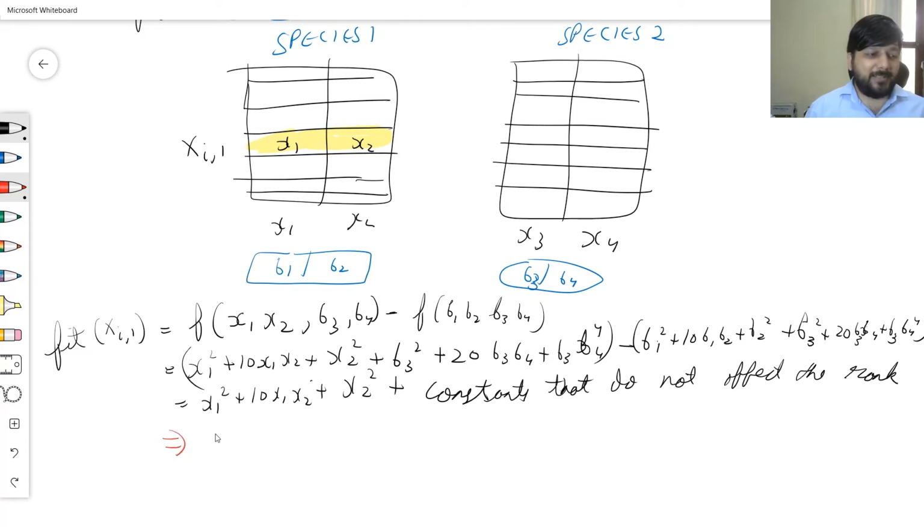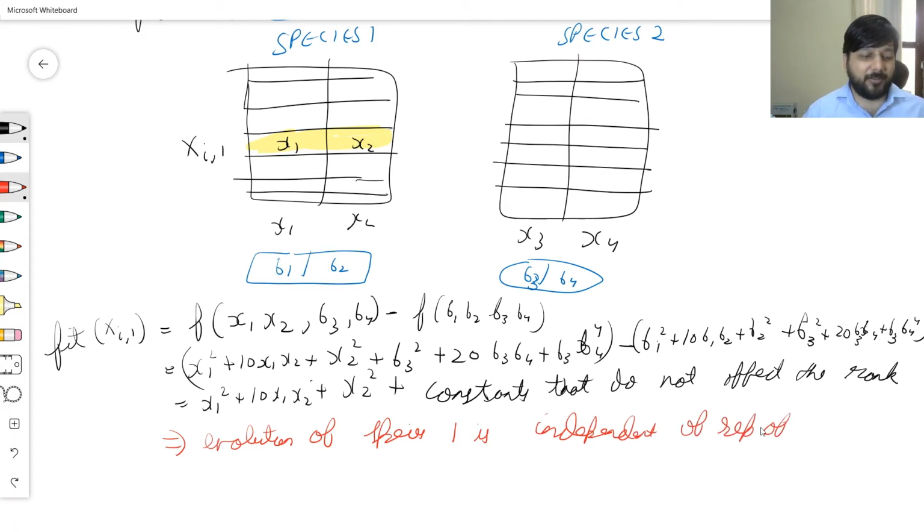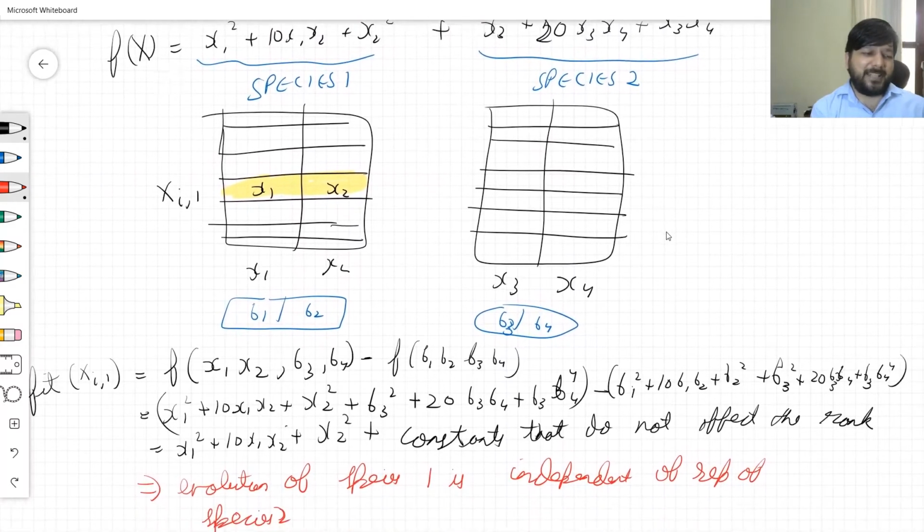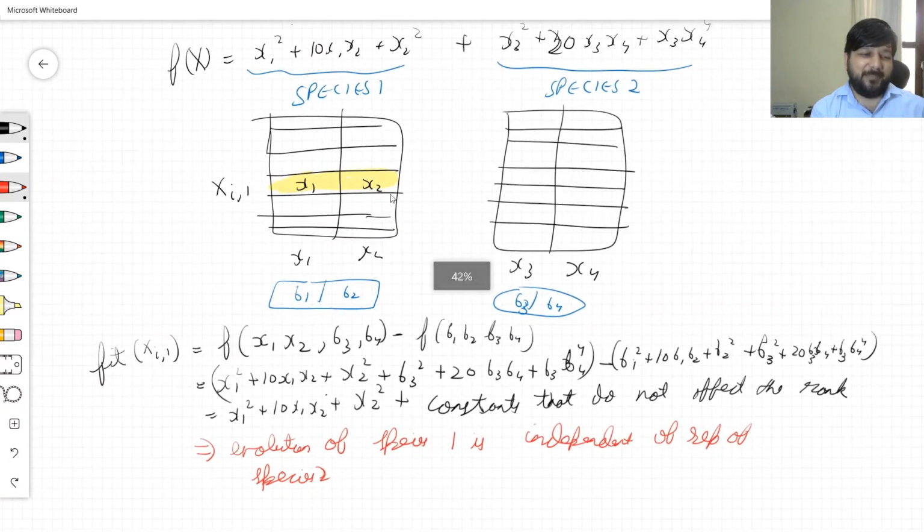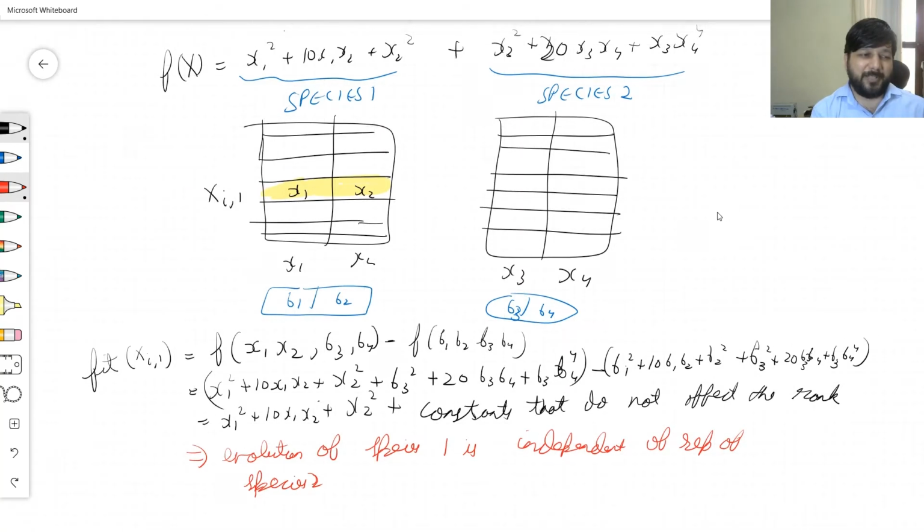So this implies evolution of species 1 is independent of representative of species 2 and vice versa, which I'll not prove. So the evolution happens as you would expect. It happens completely independently, or a problem has been broken out to be an independent problem. So that's exactly what coevolution does, it independently evolves the two populations if there are no cooperative terms.